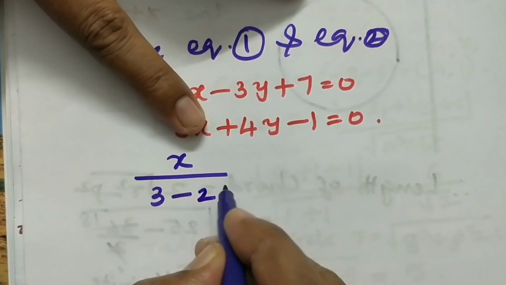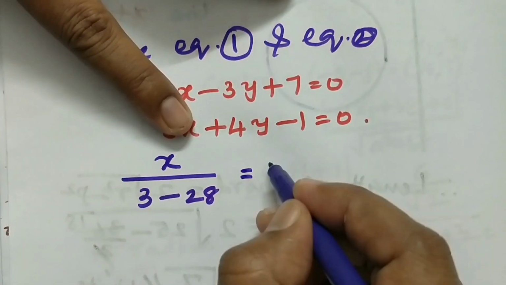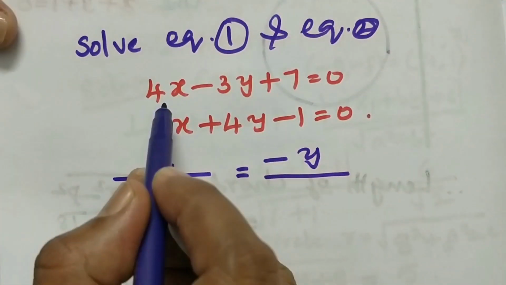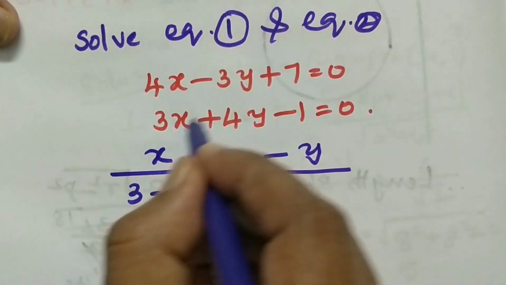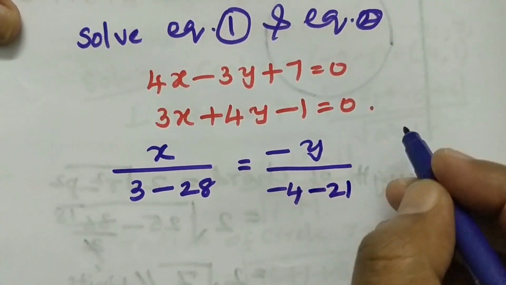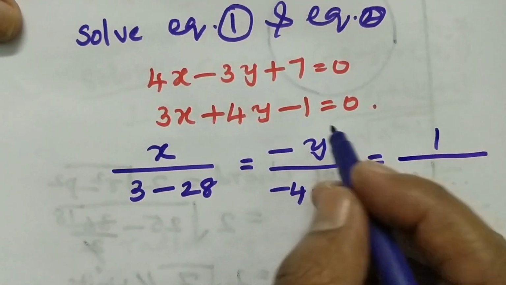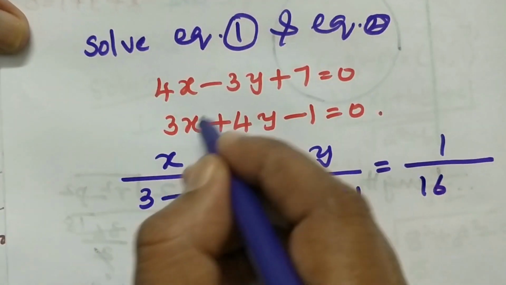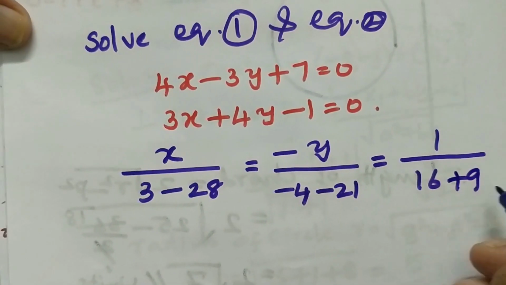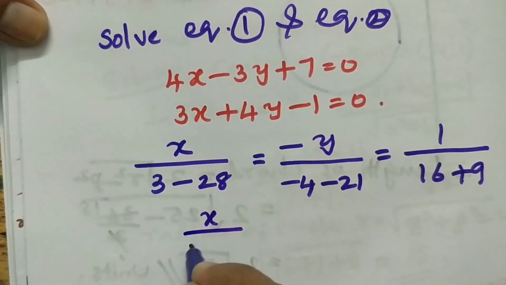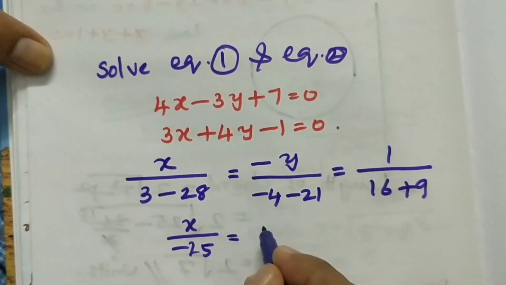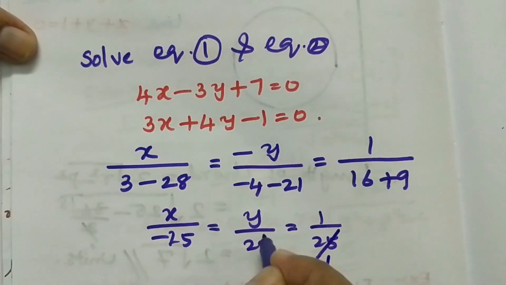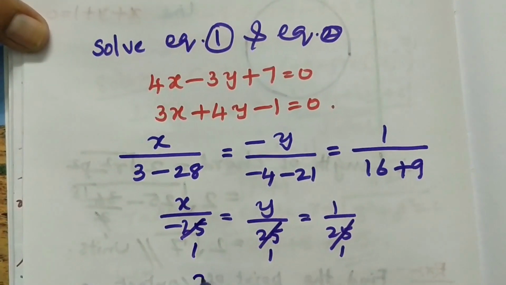minus y by, if I cover this y column, then 4 1 is 4, minus 4, and 3 7 is 21, that is minus 21, is equal to 1 by, cover this one, 4 4 is 16, 3 3 is 9, minus 9 becomes plus 9, AD minus BC. So x by minus 25 is equal to y by 25 is equal to 1 by 25. Then we get x is equal to minus 1 and y is equal to plus 1.